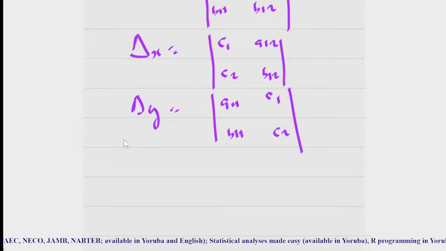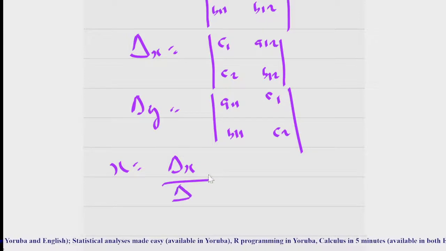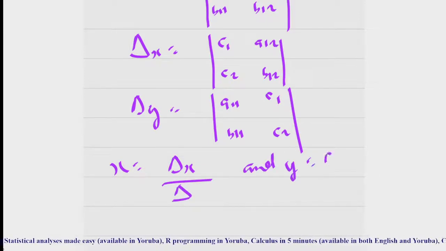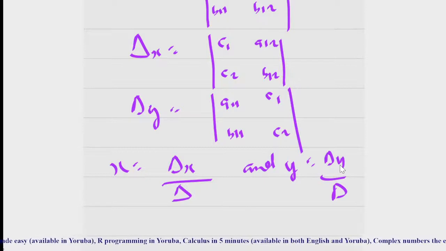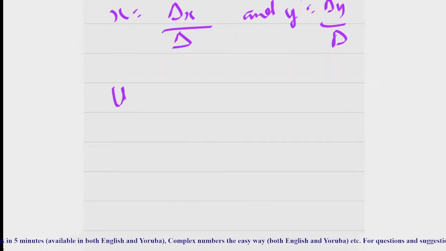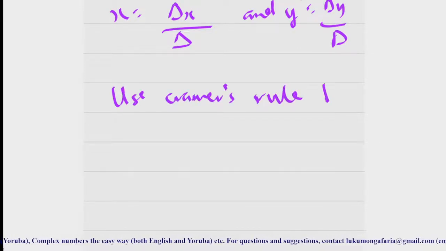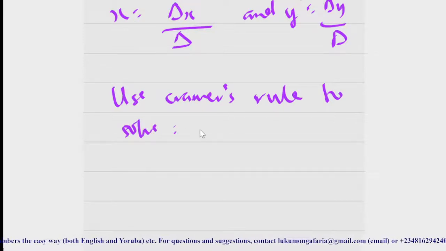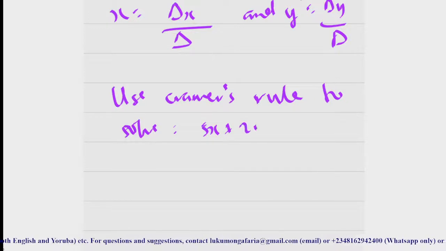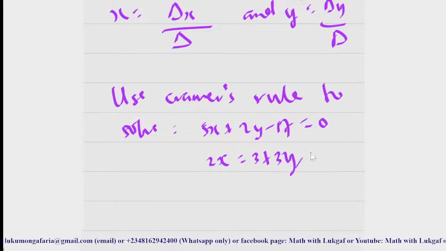So then you can now find your x and y. Your x will be dx divided by d, and y will be dy divided by d. Let me give you an example so that you understand what I am trying to say. Suppose the question asks us to use Cramer's rule to solve 5x plus 2y minus 17 is equal to 0, and 2x is equal to 3 plus 3y.